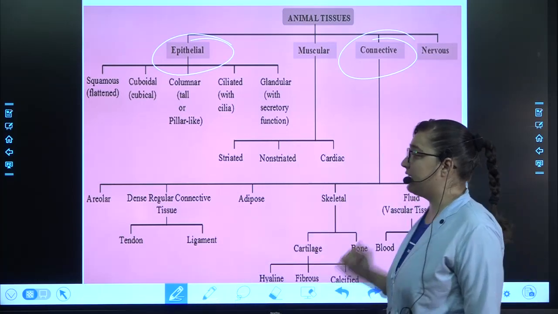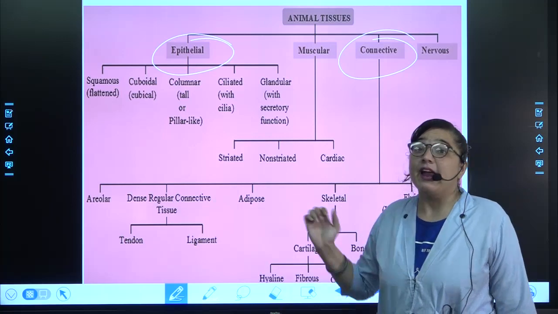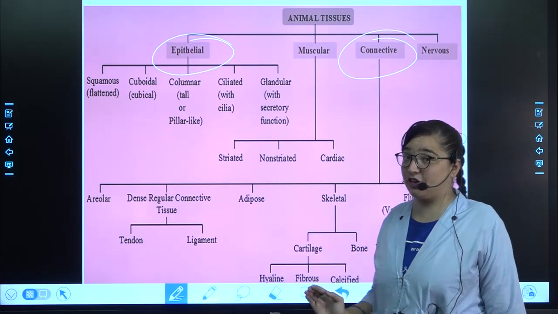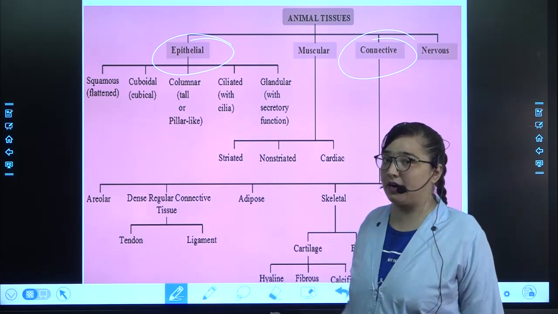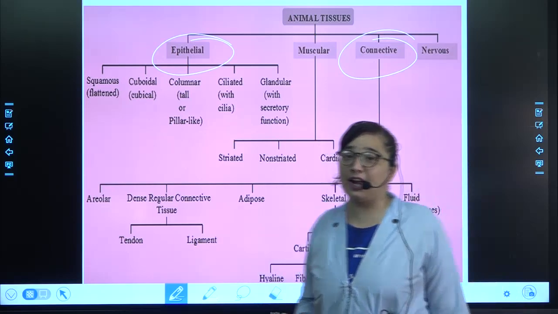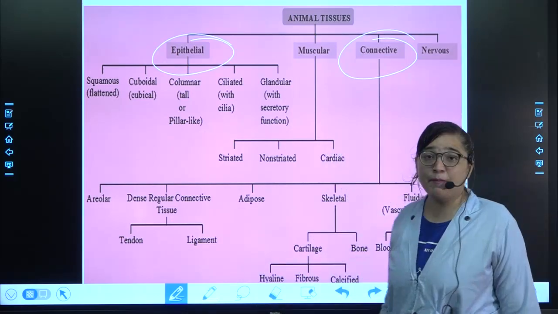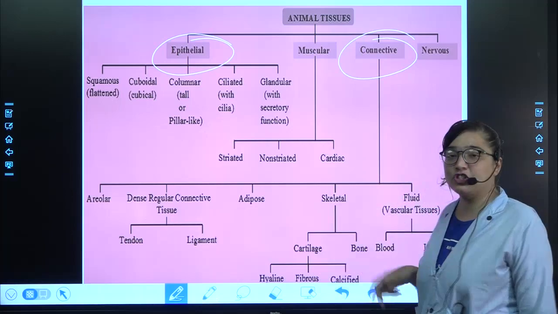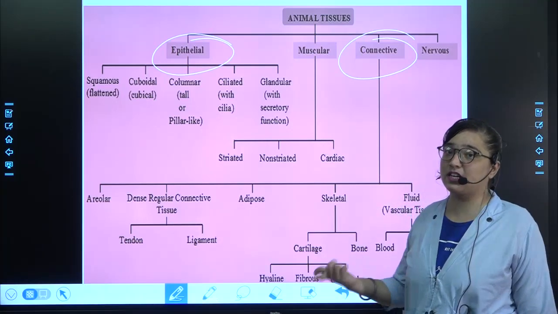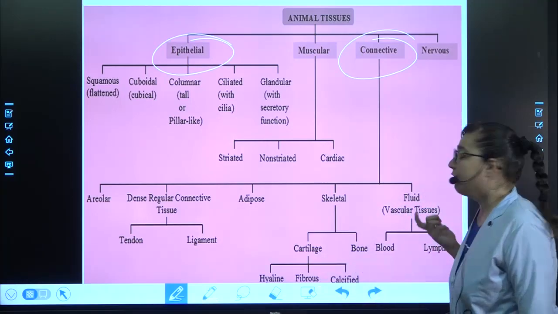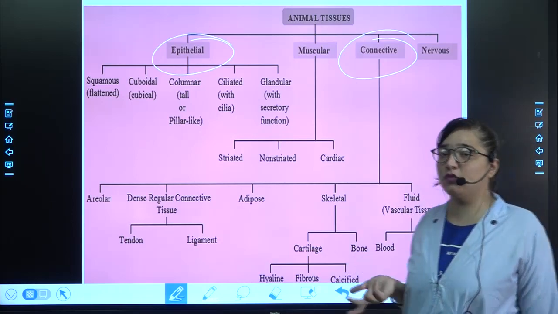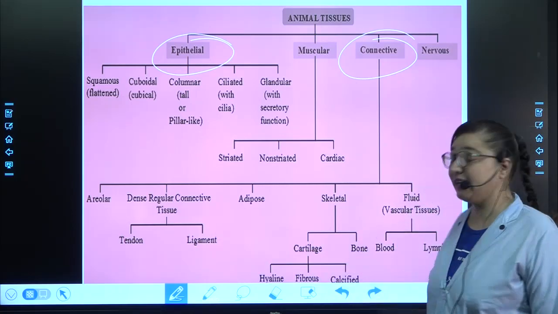While connective is of 5 types again: areolar tissue, dense regular tissue, which is divided into 2 parts, that is tendon and ligament. Adipose tissue, skeletal tissue, again it is of 2 types, that is cartilage and bone. Fluid connective tissue, again it is of 2 types, that is blood and lymph.